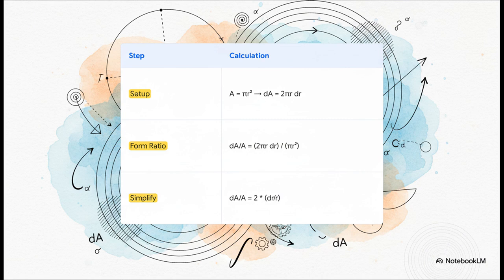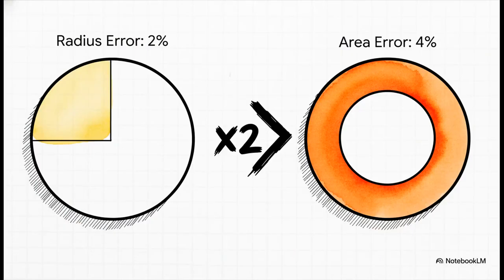But to get to percentages, we're going to do something clever. We'll divide both sides of that equation by the original area formula, A equals pi r squared. Now look what happens. On the left, we have dA over A. That's literally the relative error in the area. And on the right, things simplify beautifully, and we're left with 2 times dr over r, the relative error in the radius. And this leads to a really, really important insight. Look at that relationship. The percentage error in the area is exactly double the percentage error in the radius. So if we started with a 2% error in our radius measurement, that means we end up with a 4% error in our area calculation.